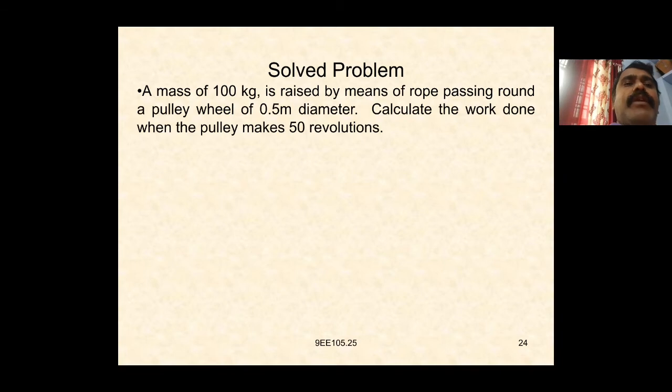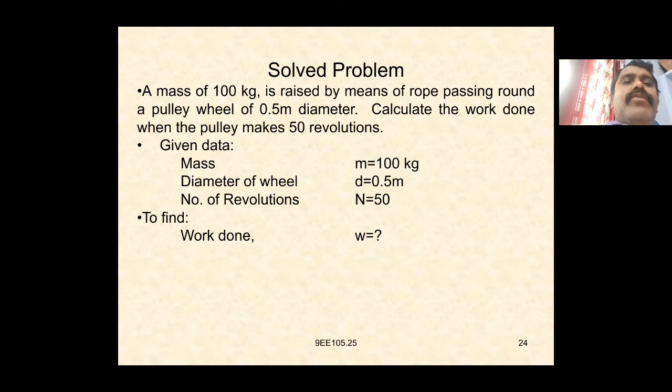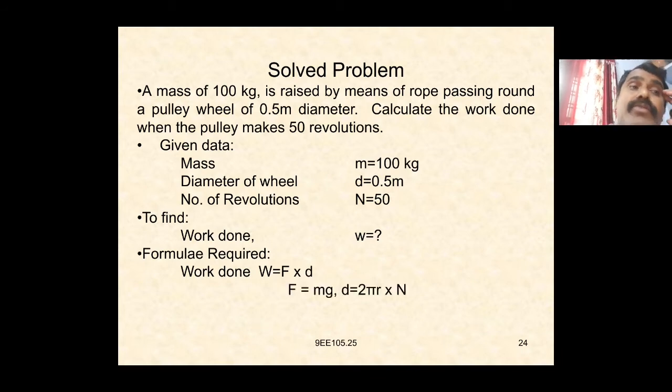So a mass of 100 kg is raised by means of a rope passing around a pulley wheel of 0.5 meter diameter. Calculate the work done when the pulley makes 50 revolutions. Given data: mass m is equal to 100 kg, diameter of the wheel d is equal to 0.5 meters, number of revolutions n is equal to 50. To find work done, work is equal to force into distance, where F is equal to m into g, and d is equal to 2 pi r into n.